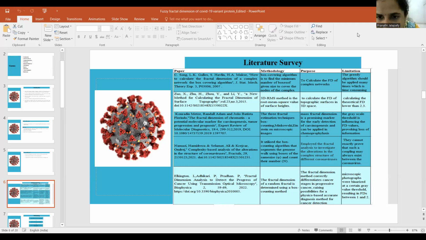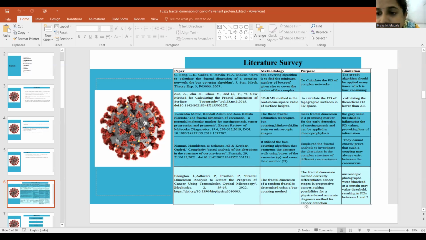The paper was published in the year 2021, on complexity analysis of the alteration and structure of coronavirus. The methodology used is the box counting algorithm that segments the genome walk using boxes of the same size, and finds and counts their number. The purpose is to investigate alteration in the complex structure of different coronaviruses.